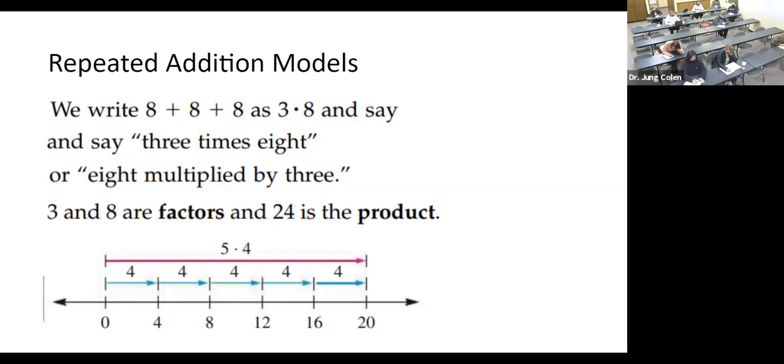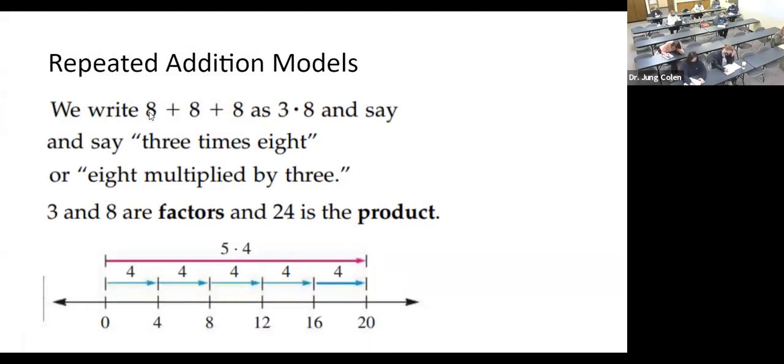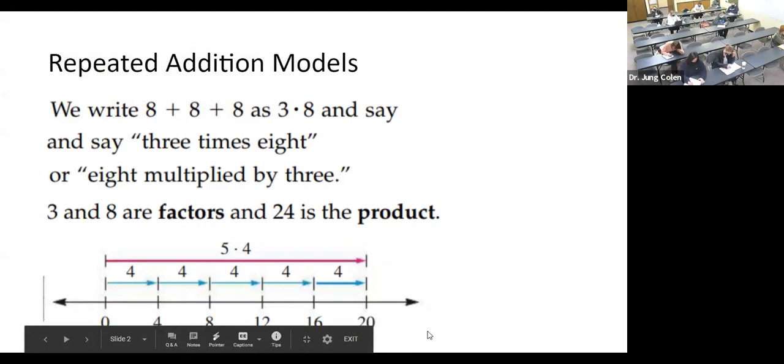Here is one model that you can use with number line. So this is different example, but you can also represent 8 plus 8 plus 8 with number line as well, right? So let's look at this example with this number line. I did 4 plus 4 plus 4 plus 4 plus 4. I added 4 5 times, right? So I can write that as 5 times 4 or 4 times 5, right? And where do you land? You land on 20 here.